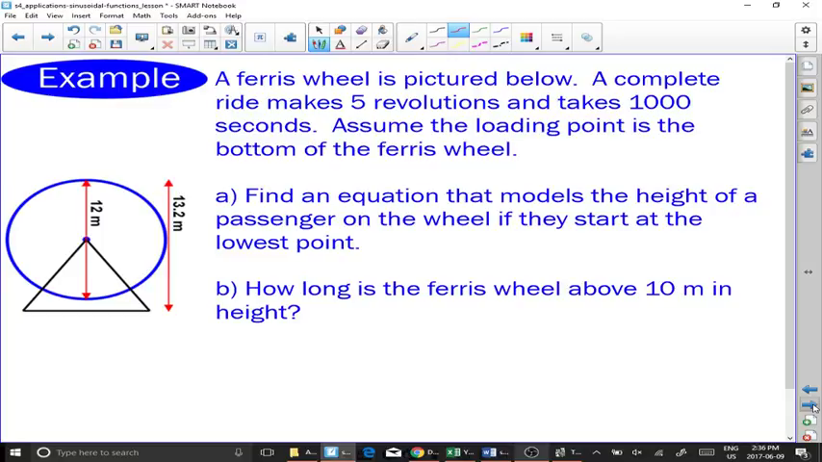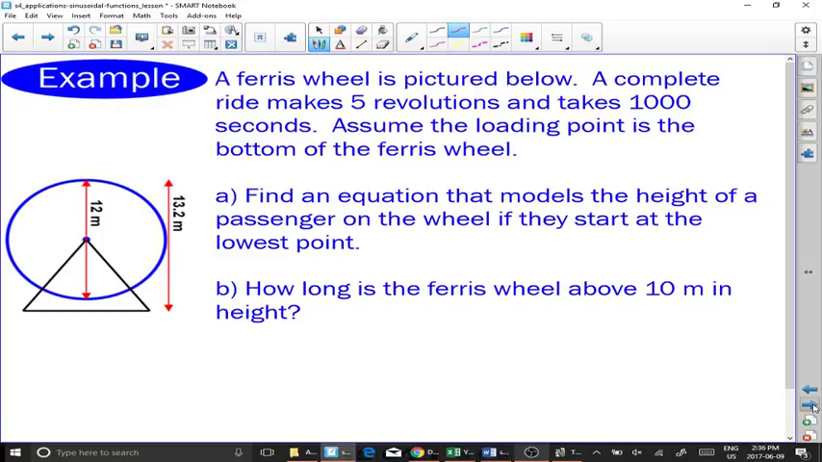Here's a really good question. It's a Ferris wheel question. Ferris wheel's pictured below. A complete ride makes 5 revolutions. So in other words, you hop on the Ferris wheel and it's going to make 5 complete revolutions. And those 5 complete revolutions altogether take 1,000 seconds. We're going to assume that the loading point of the Ferris wheel is at the bottom.